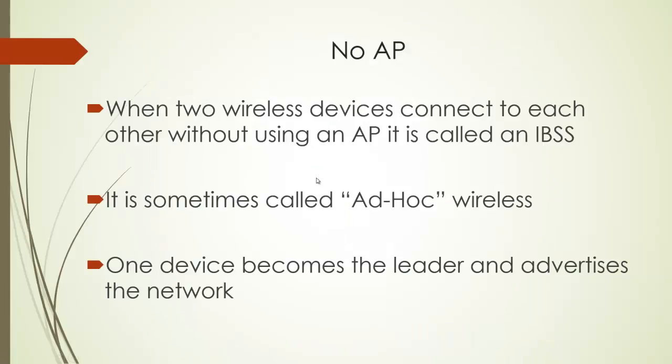All right, if I don't have any access point at all, when 2 wireless devices connect to each other without using an access point, it's called an IBSS, an Independent Basic Service Set. And they sometimes call that an ad hoc network or ad hoc wireless. So when that happens, one device becomes the leader and kind of advertises the network to the other one.